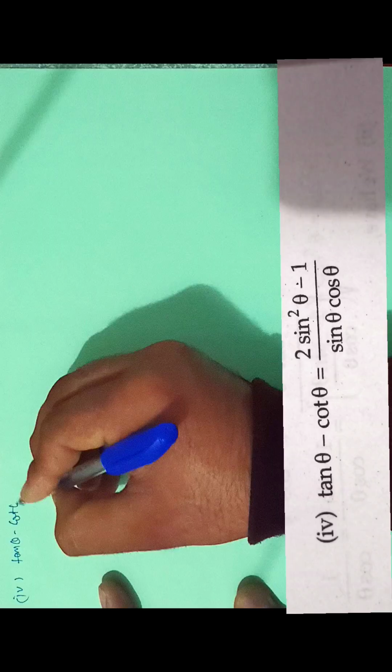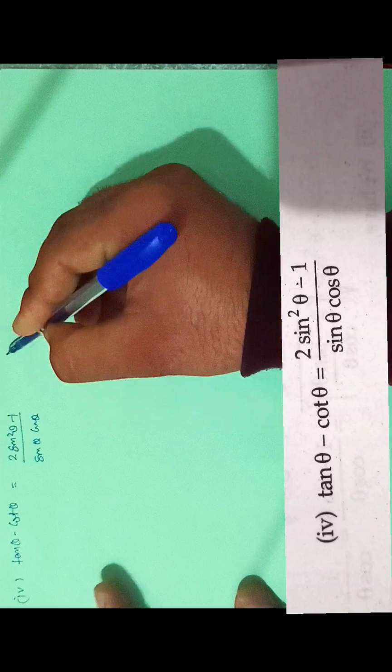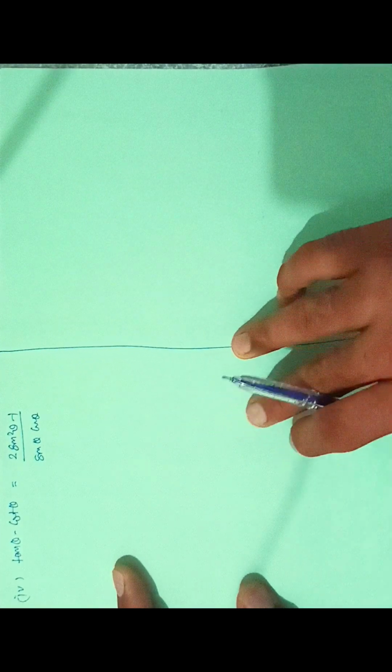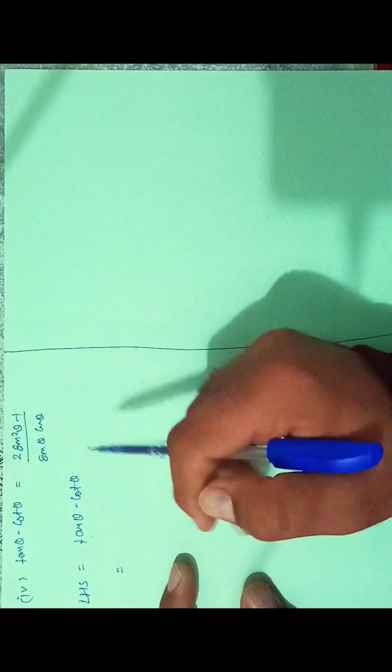It was question number 3, and next we have the fourth one. Now pause the video and solve this on your own. We have to prove tan theta minus cot theta equals 2 sin square theta minus 1 upon sin theta into cos theta. We'll use the same method as we have discussed right now. So we'll take the left hand side, and that is tan theta minus cot theta. I'll convert tan theta and cot theta into sin theta and cos theta.